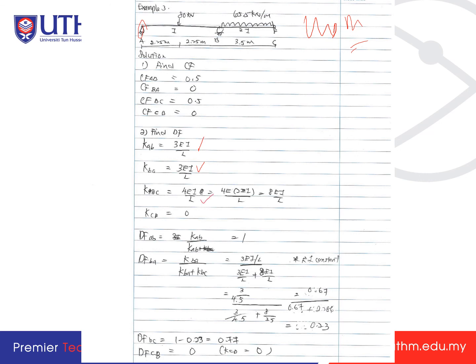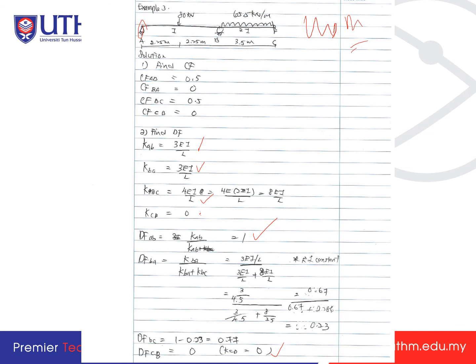Okay, KCB is 0 because it's a fixed end. Okay, so DFAB you will get 1. At the pin roller it is normally 1. You can memorize actually. Pin roller it will be 1, and then at the fixed end you will get 0. So this one actually you can straight away put 1 and 0 if you already are used to it.